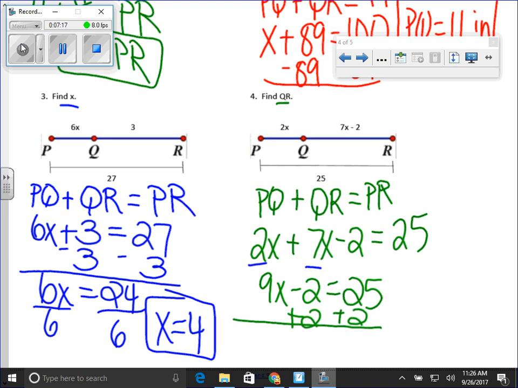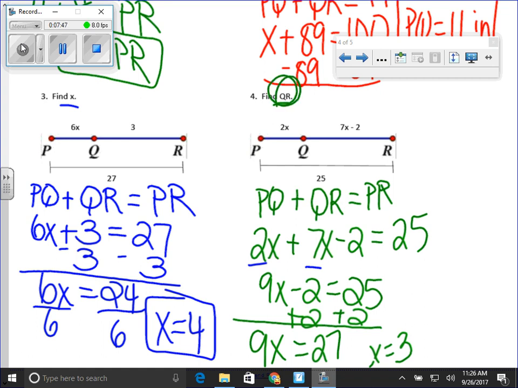All right, so then we're going to add, so we got 9x equals 27. Then what are we going to do? Divide both sides by 9, and we get x is equal to 3. Are we done? Why are we not done? What are we trying to find? QR. So go back to the initial question.